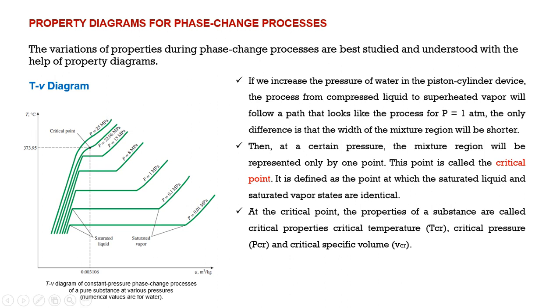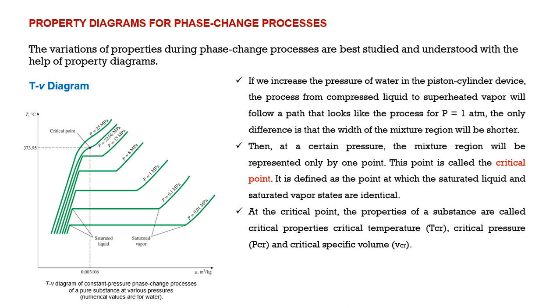You can see the lowest pressure as 0.01 megapascal. At that state, the process of phase change from liquid to vapor is like this profile. You can see, when the pressure increases, the amount of heat required to change from one phase to another is very low, a shorter region. As they increase the pressure, the heat of vaporization region is very low. At a particular pressure, it suddenly changes into vapor. That point is called the critical point. So, at a certain pressure, the mixture region will be represented by only one point. This point is called the critical point.